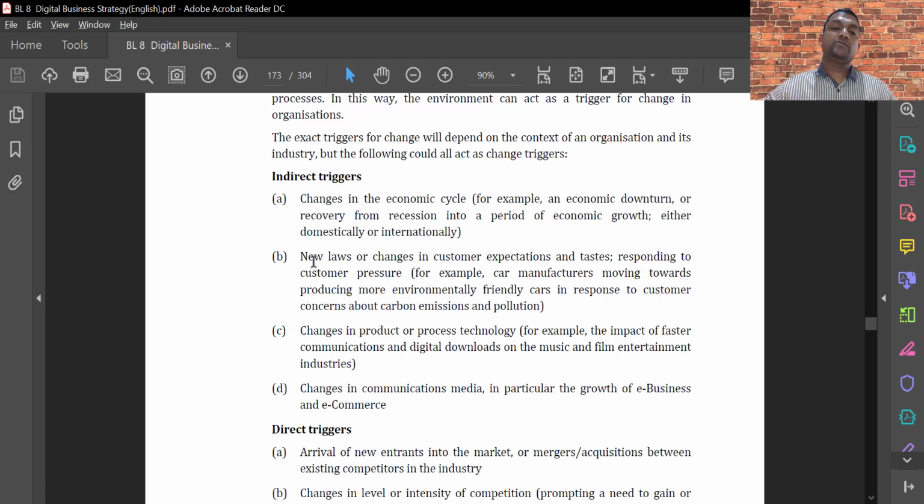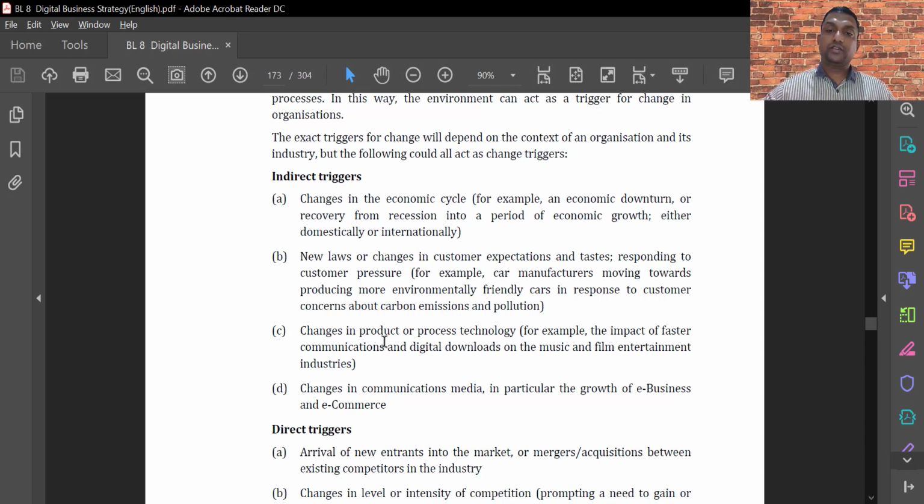And the second one, new laws or changes in customer expectations and taste. This is again an indirect trigger, because if customers have now evolved and changed, and their requirements have changed, now they want something different, they want something improved, or they want something basic, and you are trying to sell something complex. If these changes happen little by little, it will affect you, so it will be an indirect change.